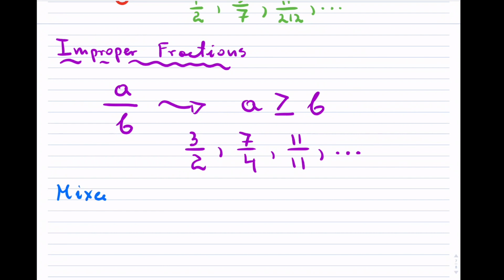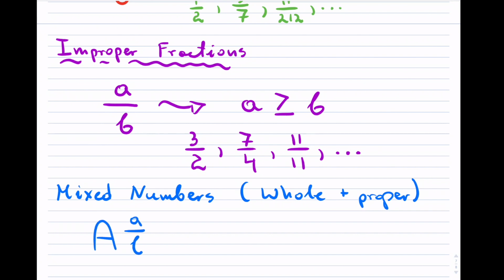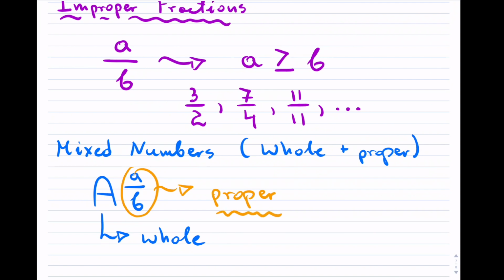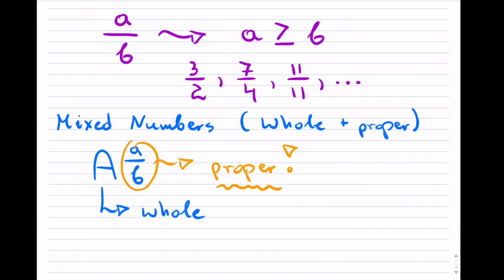Finally, mixed numbers. A mixed number is a whole component plus a proper fraction. Meaning, if someone gives you a fraction that looks like this, the component would be a whole number, and this fraction has to be proper. So if it's improper, then it's not considered a mixed number. It would be none of them, or neither.